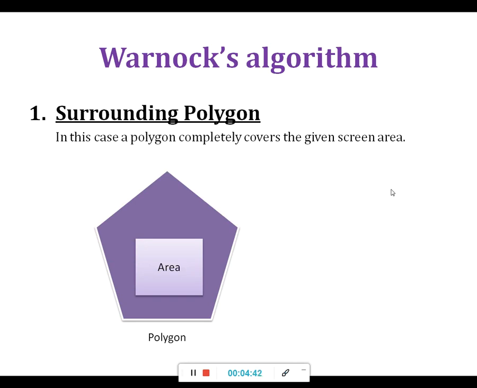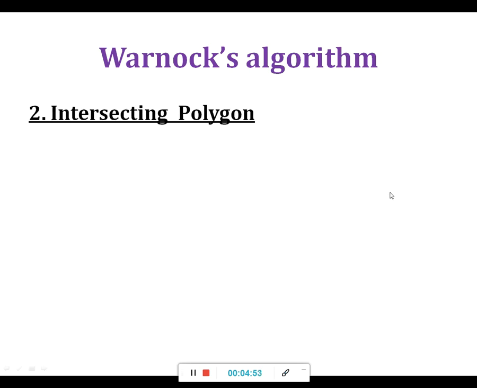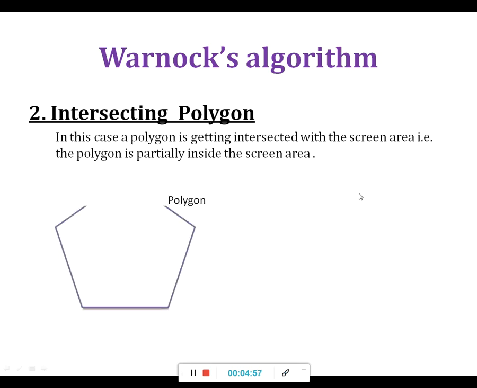The surrounding polygon is where the area is surrounded by the polygon. This is called a surrounding polygon. Here the polygon completely covers the given screen area. This is another example where the area is surrounded by the polygon, also called a surrounding polygon. The second one is the intersecting polygon. An intersecting polygon means that the polygon and the screen area intersect with each other.